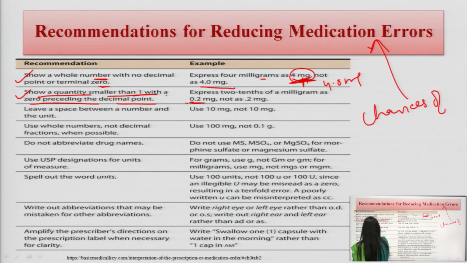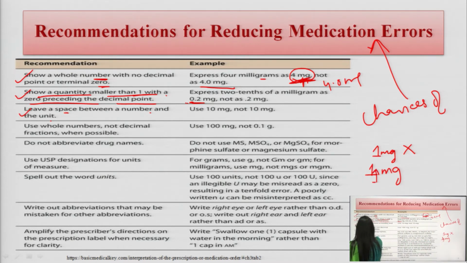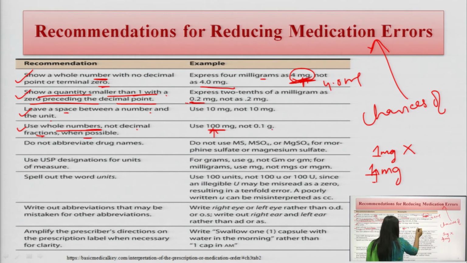There is need of a space between a number and unit. If any dose is like 1mg, don't write it this way, this is wrong. We will write 1 mg. So there should be a space. Leave a space between number and unit. Another point is use whole numbers, not decimal fractions, when possible. So it is written like 100 mg. If we can write it as 100 mg, don't write it as 0.1 g.